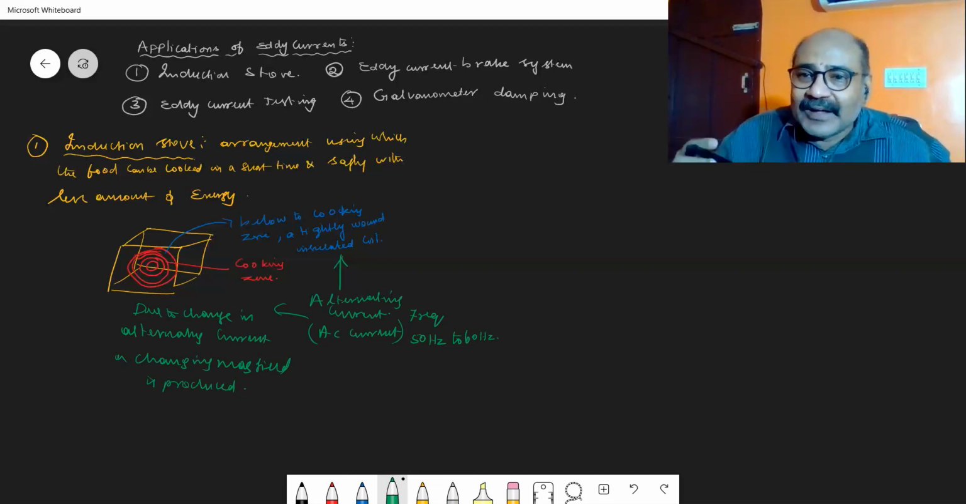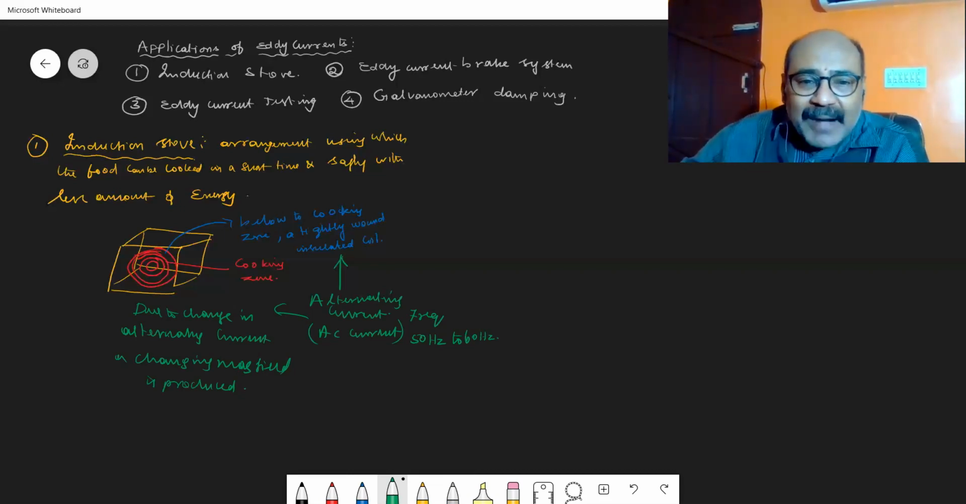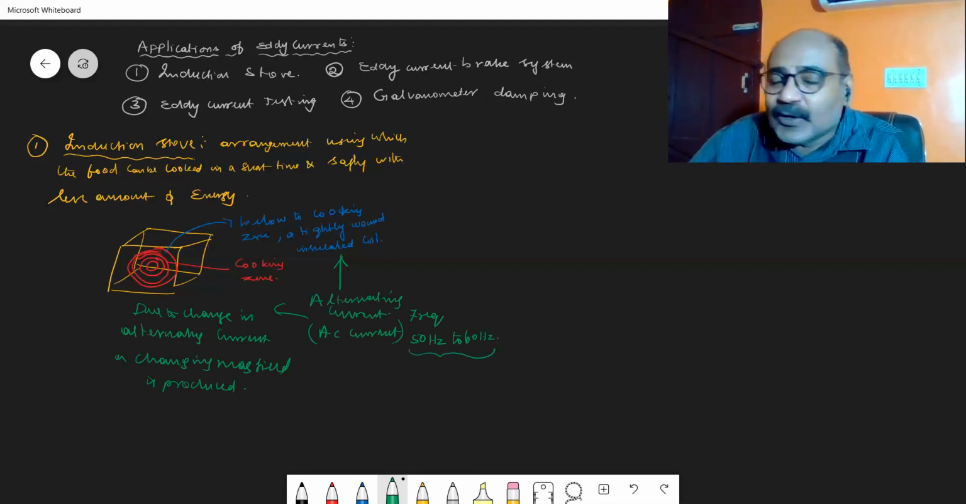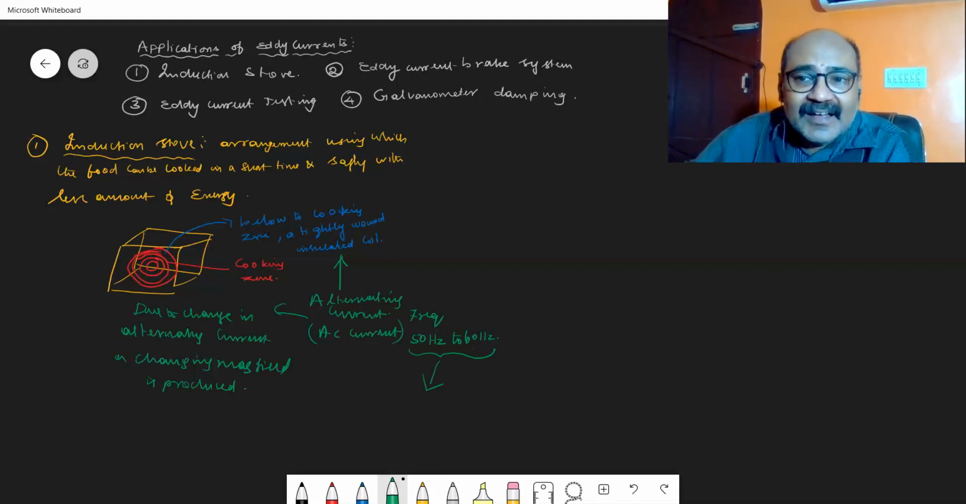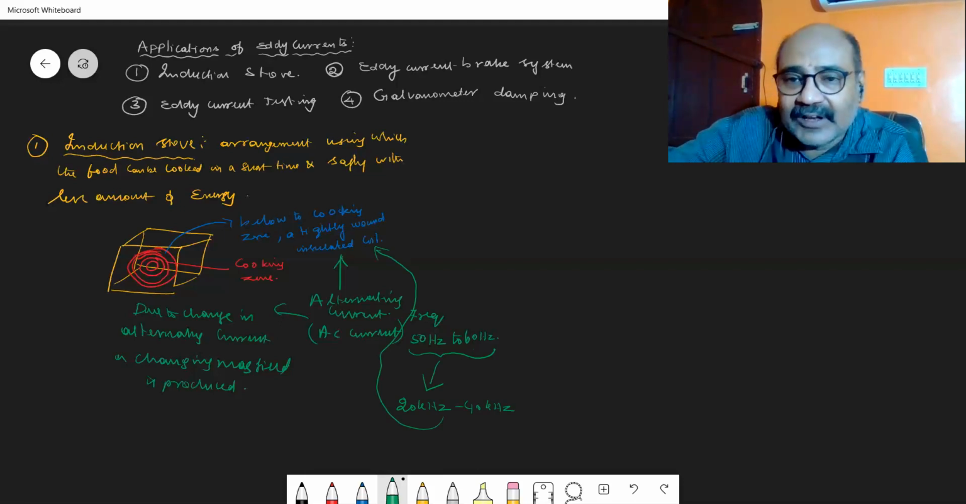Here we have to note what they do in practical cases. In practical cases, the frequency that is supplied to the coil, 50 Hertz to 60 Hertz from the alternating current, that is from the source of our home, is considerably increased to 20 kilohertz to 40 kilohertz, and then it is supplied to the induction coil.